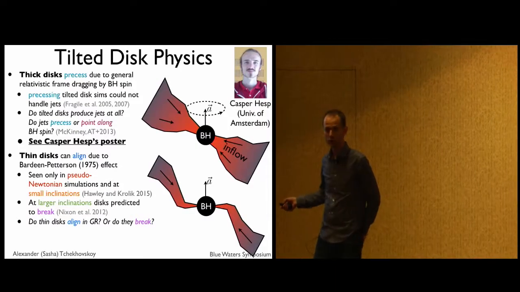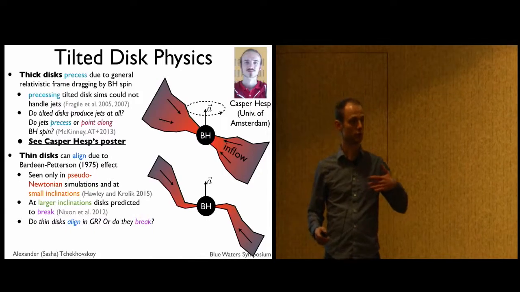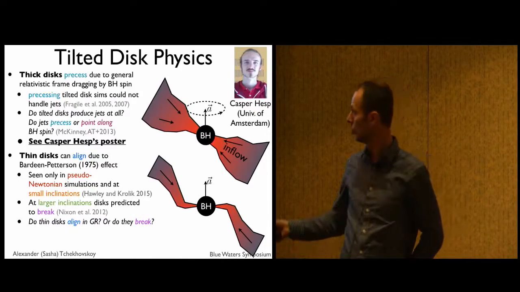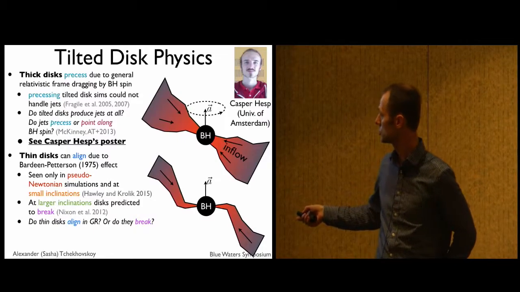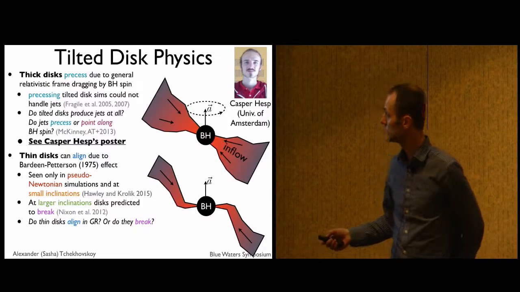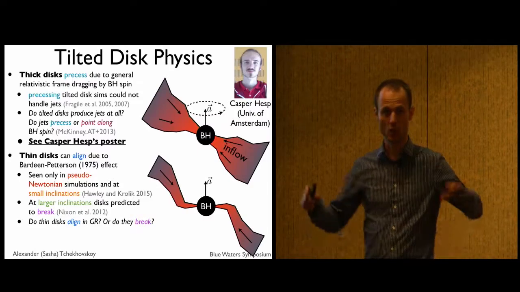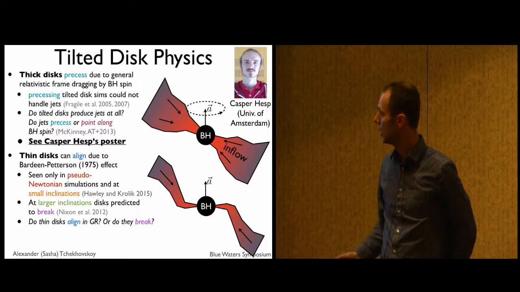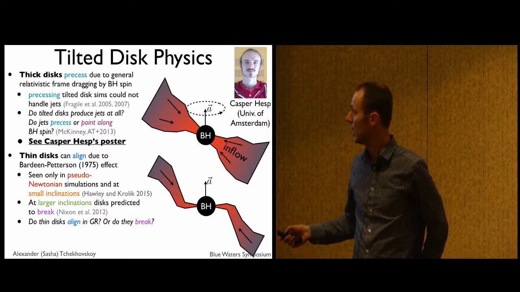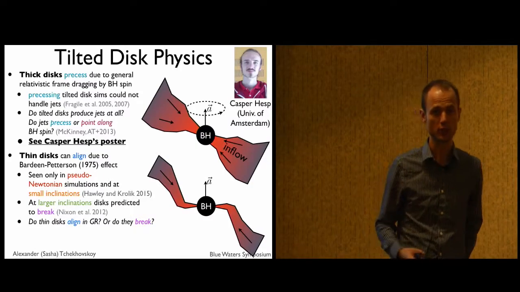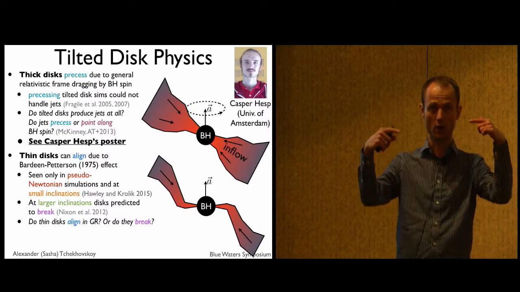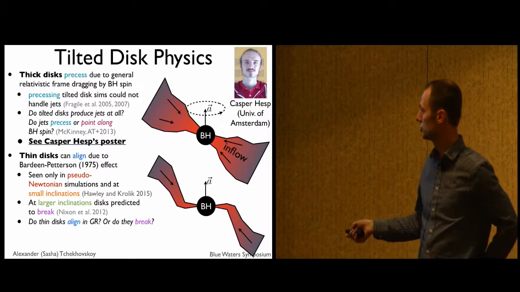If we go to a thinner disk, which naturally happens in tidal disruption as the mass accretion rate drops, the disk regains the ability to cool and goes from this disk to that disk. What we expect is that the inner part of this thin disk will be brought into alignment by the so-called Bardeen-Petterson effect. This effect has been observed in pseudo-Newtonian simulations, which approximate the effects of general relativity, and at small inclinations of the disk, comparable to its thickness, not such a high inclination.